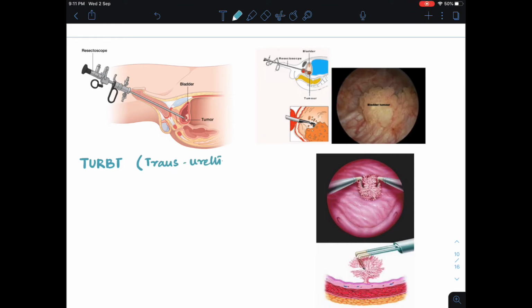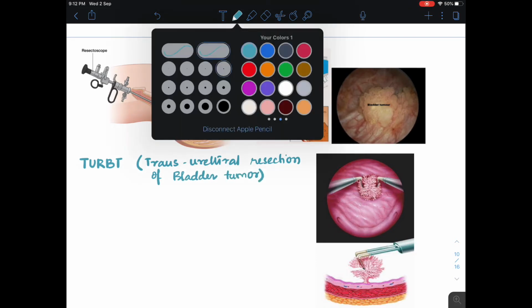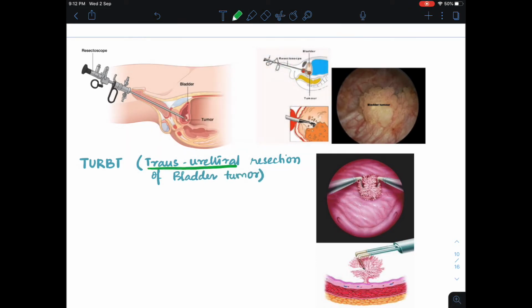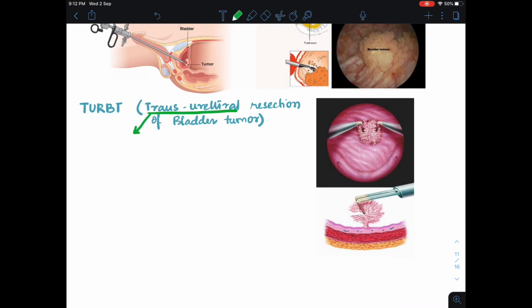transurethral resection of bladder tumor. So from the name itself, it comes that we are approaching by the transurethral route. There is a fact that you should know: for any urogenital system malignancy or any urogenital system surgery, be it of the prostate or the bladder, we usually go by the transurethral route.